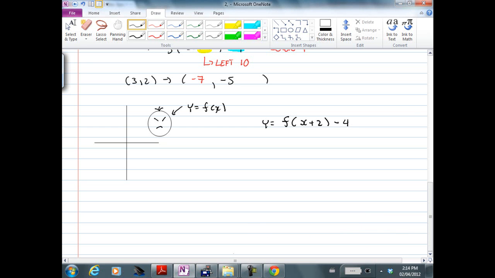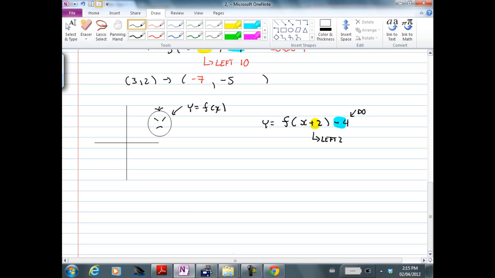Every number tells a story. I'm going to do just a few quick highlights. This plus 2 tells a story, and that's your phase shift. This is not right. This is left 2. Because if it's in a bracket, remember we've got to do the opposite. Minus 4, you're going to go down 4.